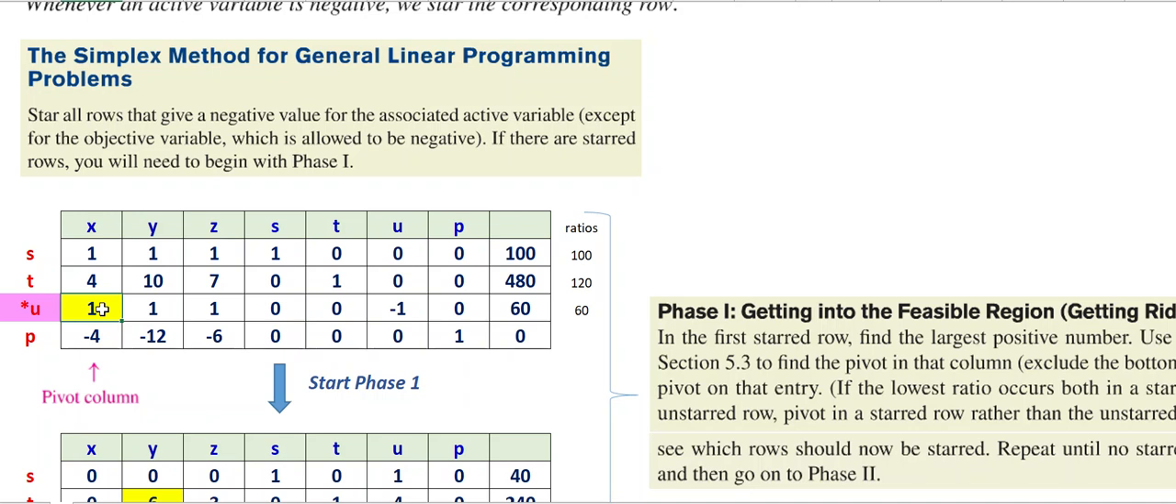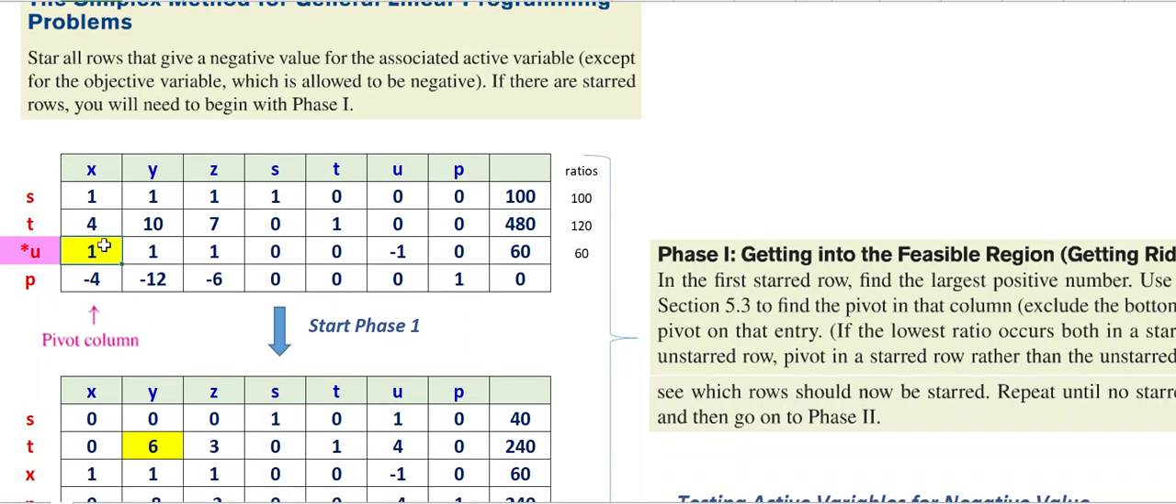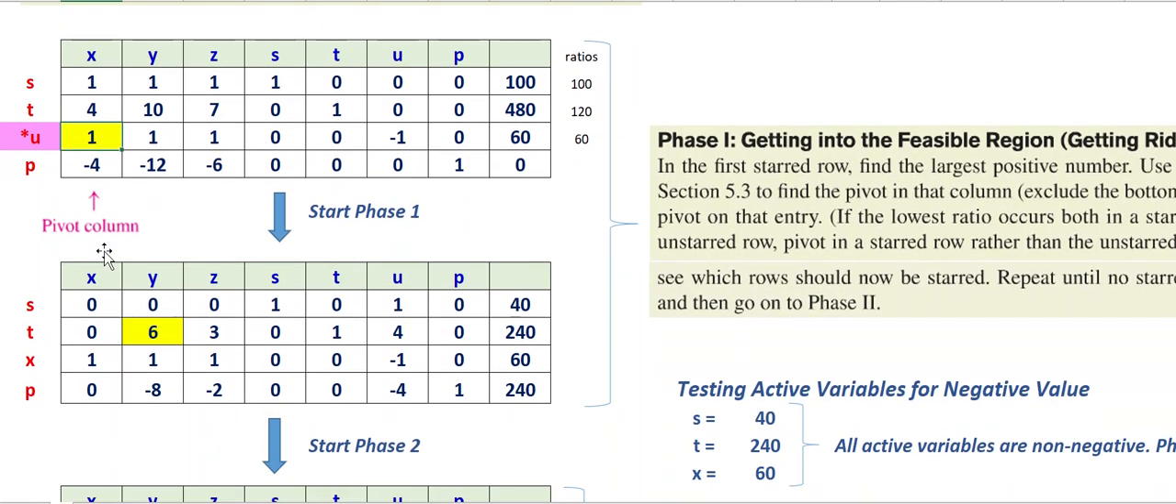Now we want to clear the X column, which means we want all zeros except for that 1. Doing that is exactly the same. We clear the first column. This process I'm calling phase 1. Phase 1 is what we're doing right now. This is the new part.